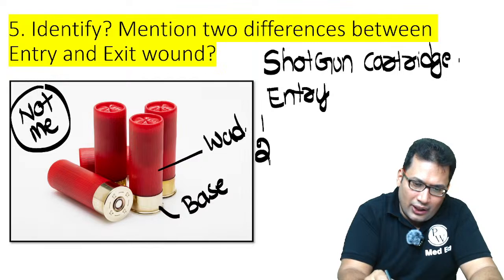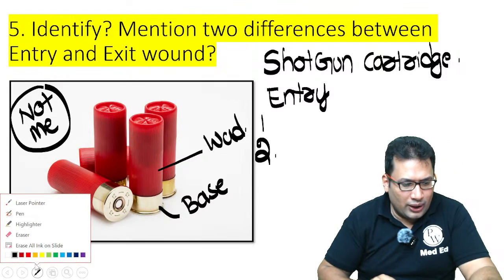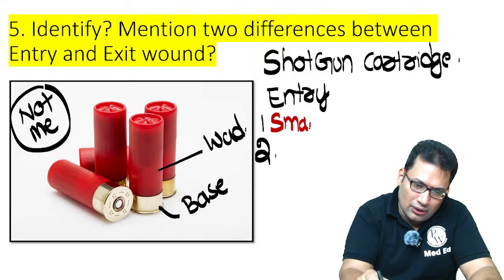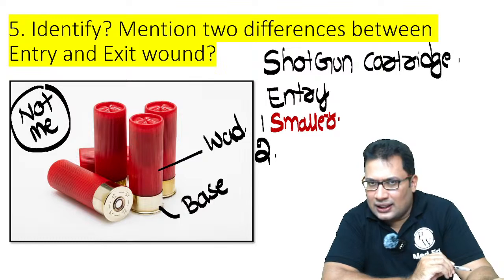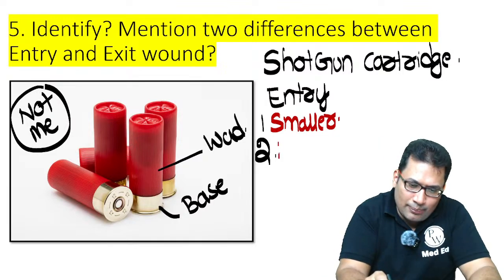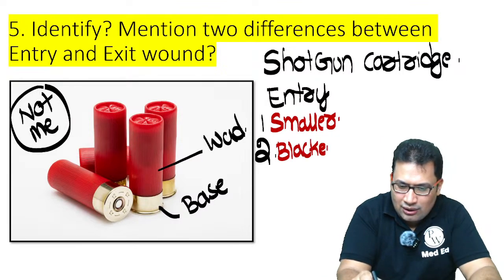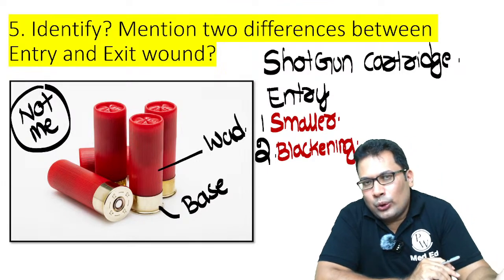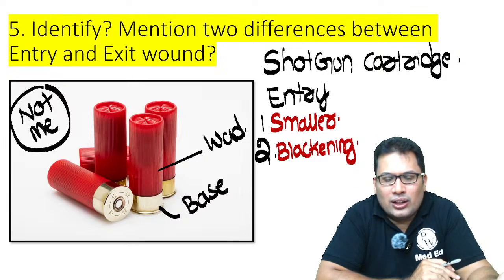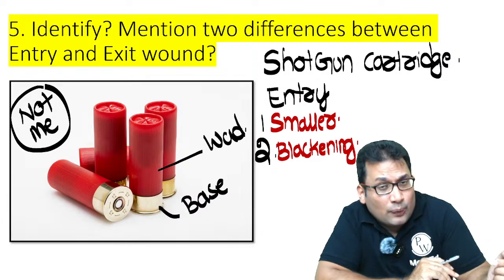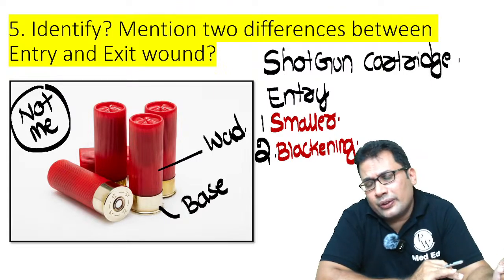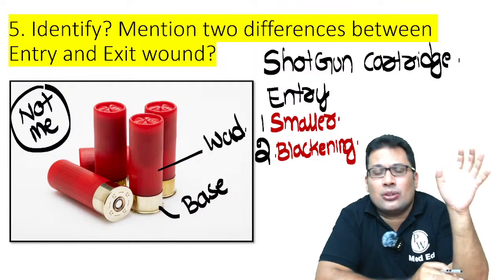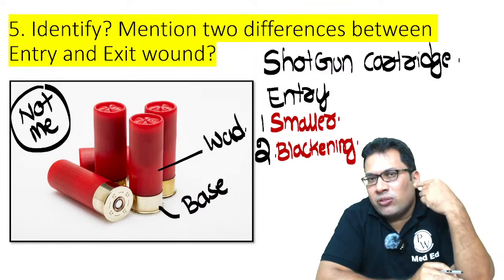You can write two points. Entry wound is usually smaller. Exit wound is larger. Entry wound shows blackening. When you see blackening, tattooing, abrasion collar, grease collar, inner table beveling of the skull, it must be an entry wound, guys. The difference between entry wound and exit wound is a very commonly asked 3 marks or 5 marks question.